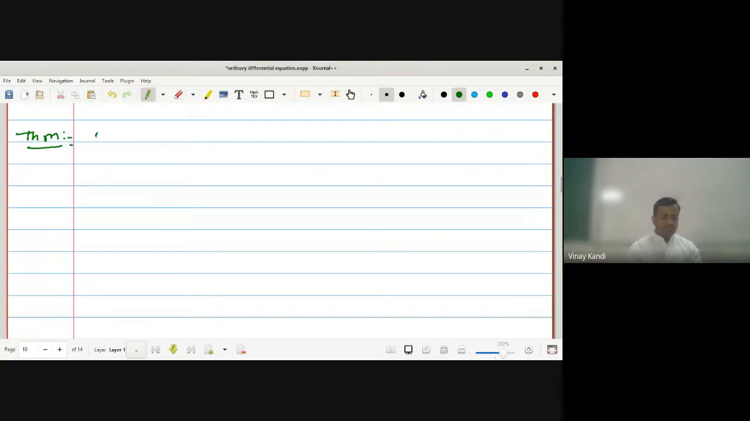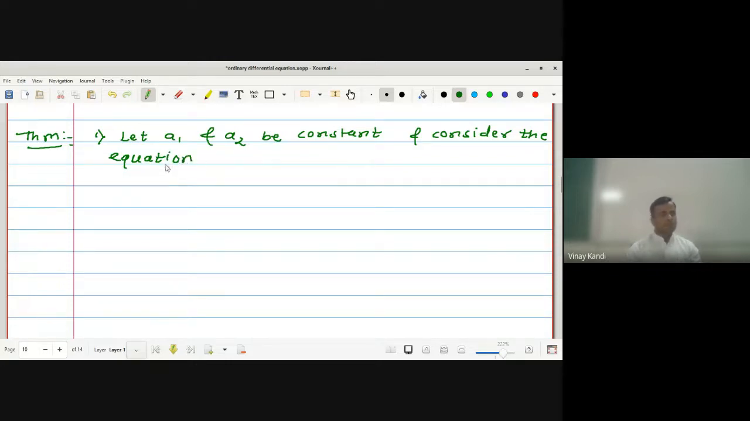First one, let a1 and a2 be constants, and consider the equation L of y is equal to y double dash plus a1 y dash plus a2 y is equal to 0. This is the homogeneous linear differential equation.